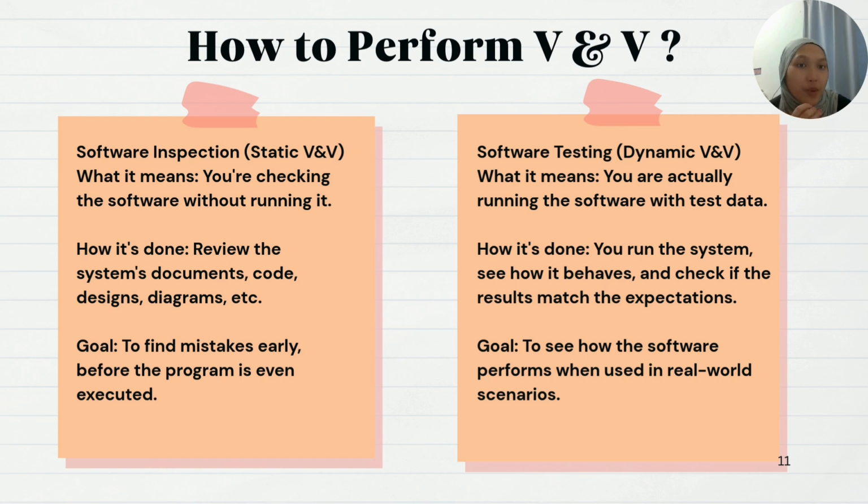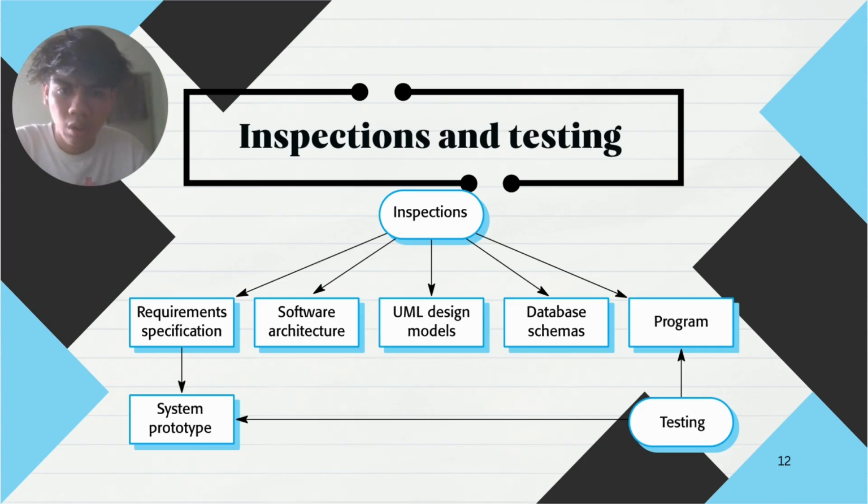The next one is software testing, which is dynamic V&V. What it means is you are actually running the software with test data. How it's done: you run the system, see how it behaves, and check if the results match the expectation. The goal is to see how the software performs when used in real-world scenarios. Inspections are applied to many stages of software, such as requirements specification, software architecture, UML design models, database schemas, and program, while testing is applied to program and system prototype.